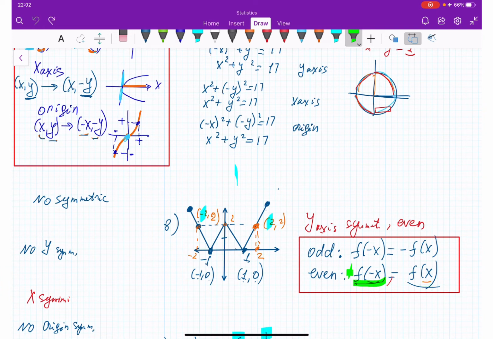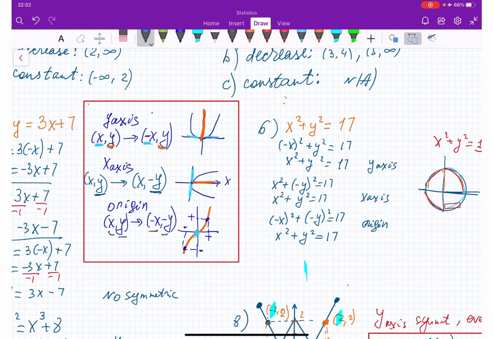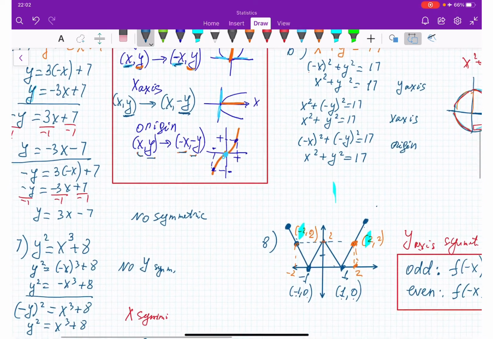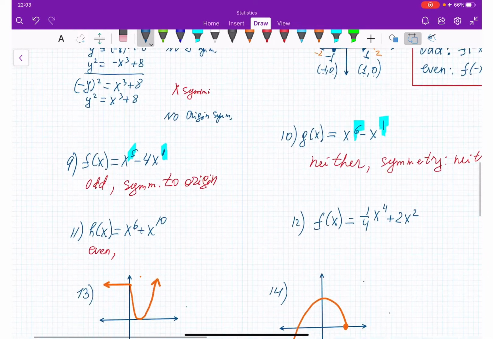One second, let me clean this. Okay. Let me clean this piece also. So when x has a different sign, positive x, negative x, and y is the same, that's when it's even. And it's always going to be symmetric to the y-axis if it's an even graph. So it's symmetric to y.